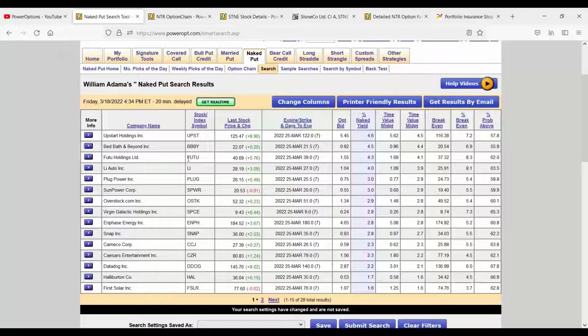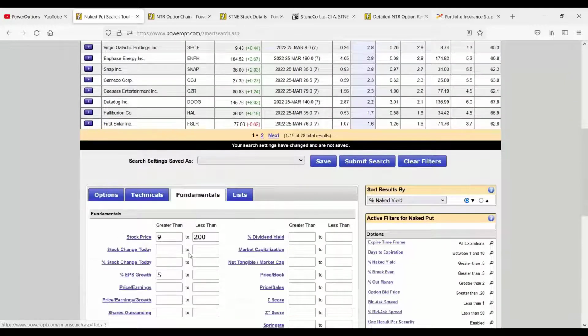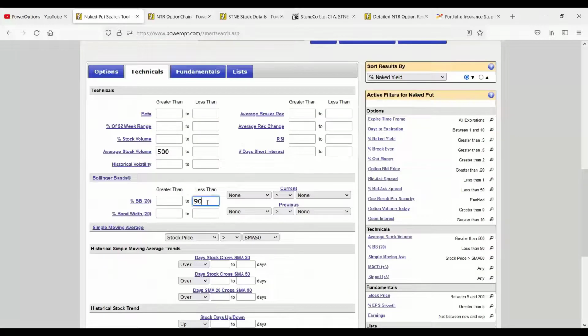And there again, STNE has been removed from the search with the large movement. So either you can restrict the percentage stock change today, or you could use the percent BB20 to look for things that are down below the 90% or 80%, so they did not have a sudden move where they just shot up above that upper Bollinger Band. That's one other way that you could consider doing it as well.